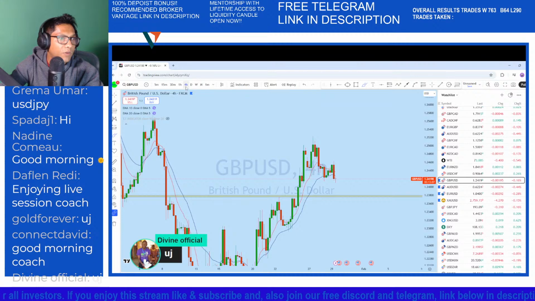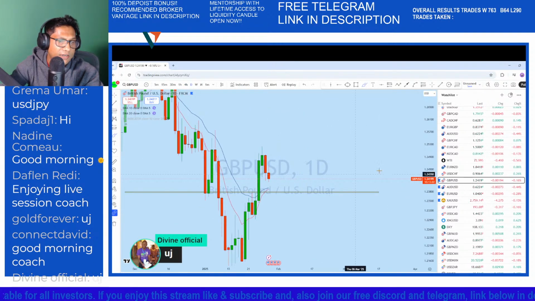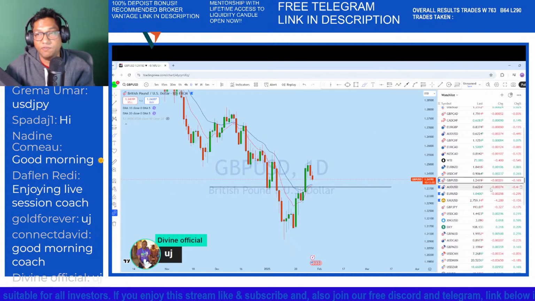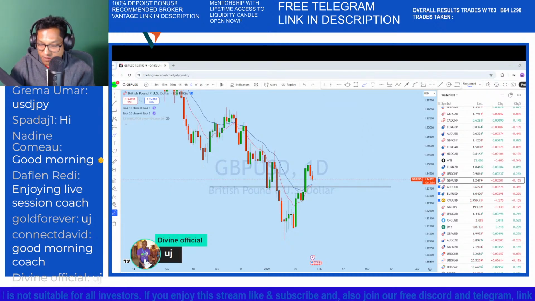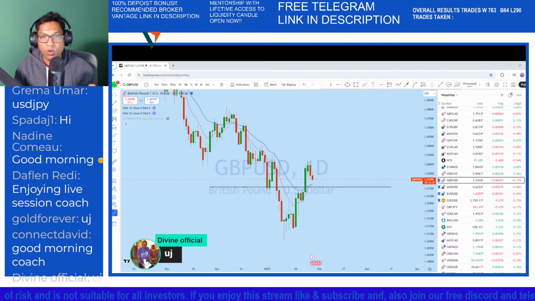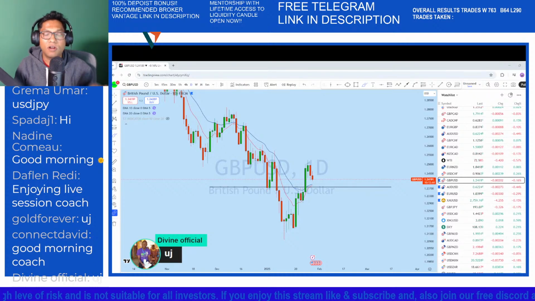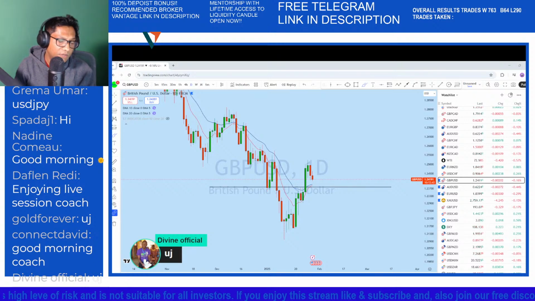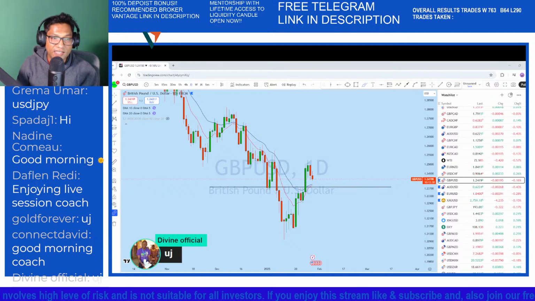GBPUSD from the bigger picture, as I mentioned, from the daily we have seen that the daily price action is very important. Whenever I look at the market, I look at the daily price action, because when you look at the daily, it gives you a little clearer picture than anything else, because daily price action is where the price shows its hand.